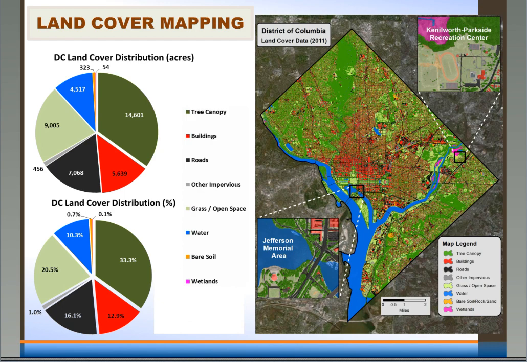So first, just an overview, I guess, of the land cover data. As Chris talked about, my understanding right now is that just the canopy cover has been mapped in the areas that he talked about. So this shows our distribution of land cover with all 8 of these different classifications.